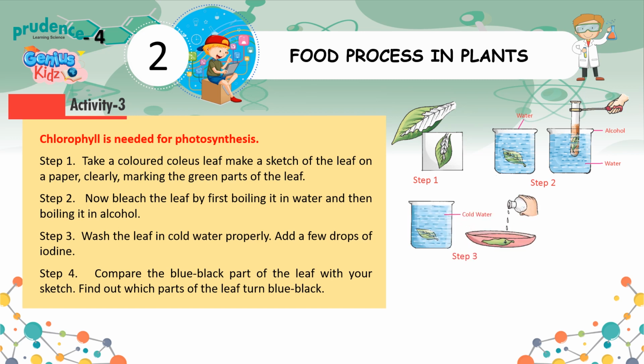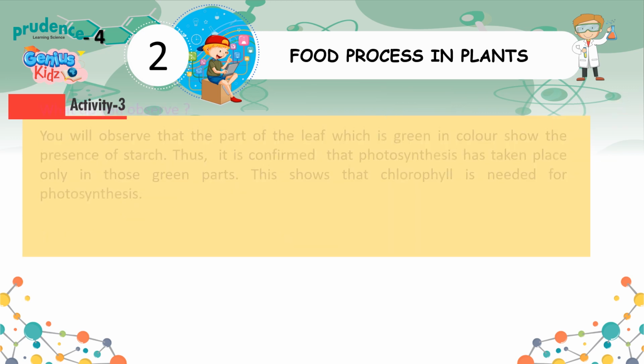Step 3. Wash the leaf in cold water properly. Add a few drops of iodine. Step 4. Compare the blue-black part of the leaf with your sketch. Find out which parts of the leaf turn blue-black.